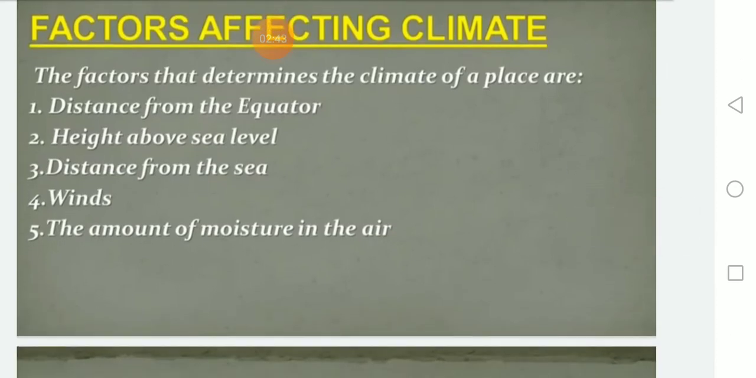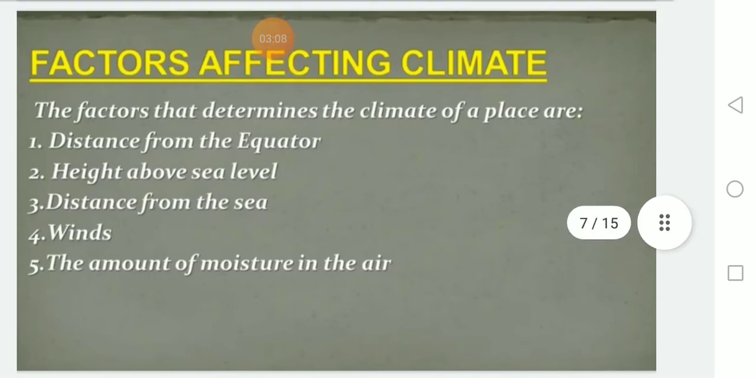Then we have to study the factors affecting climate, the most important factors that determine the climate of a place. These are the distance from the equator, height above sea level, and distance from the sea. Winds also affect our climate, and the amount of moisture in the air and the amount of rainfall also determine the climate of a place. These are the factors which affect our climate.